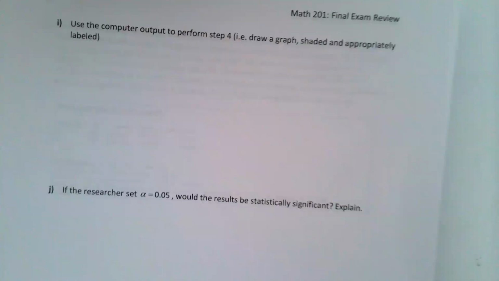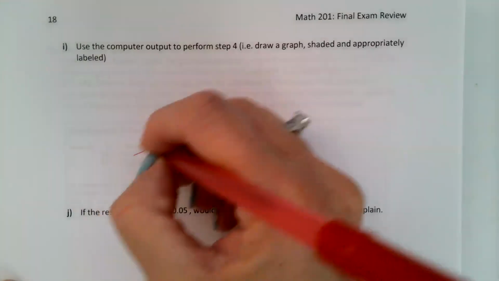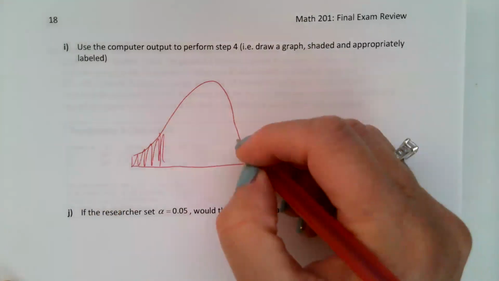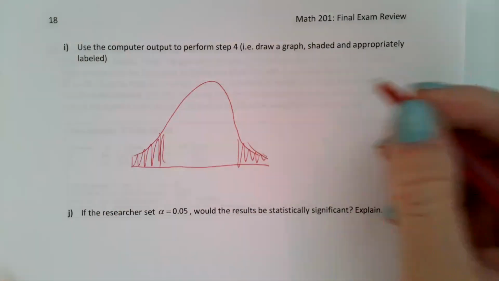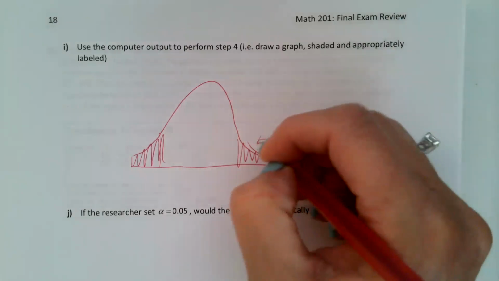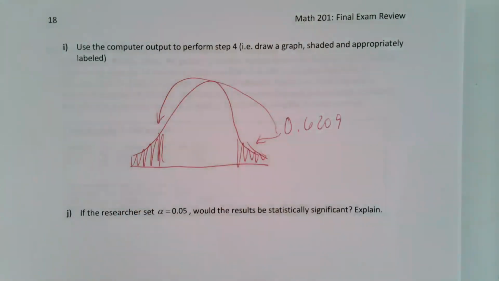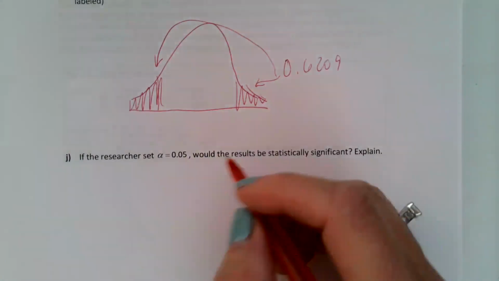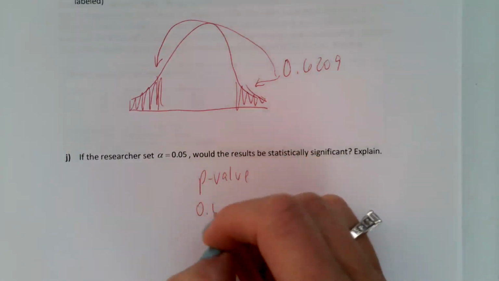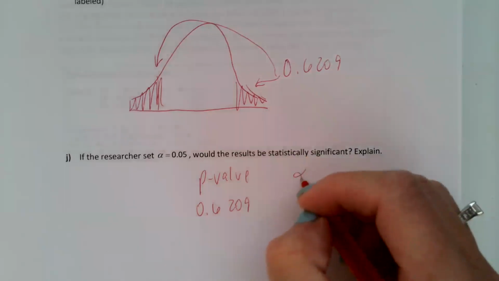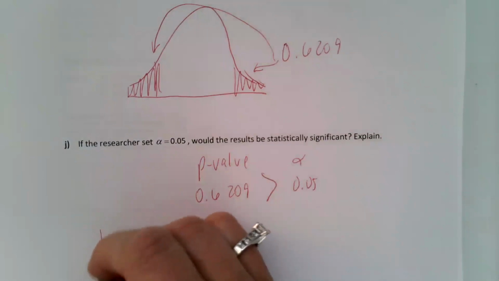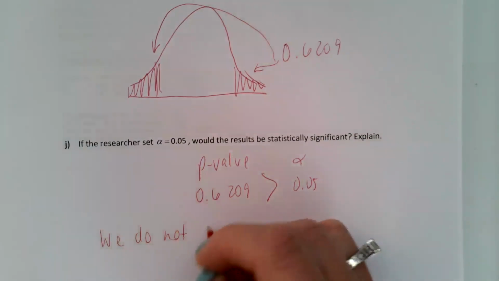And if we flip the page, organize and use the computer output to perform step 4. So we've got a picture and it's just shaded on both sides because it's a two-tailed test. So our p-value of 0.6209 is split between here and here. If the researcher set alpha at 0.05, would the results be statistically significant? So of course, we're going to compare our p-value to the alpha, and it's much bigger. So we do not reject H0.